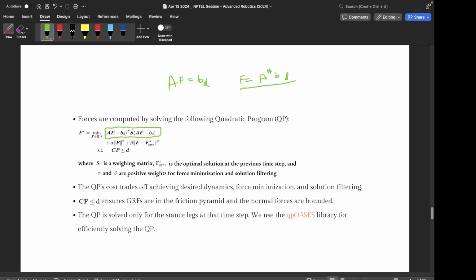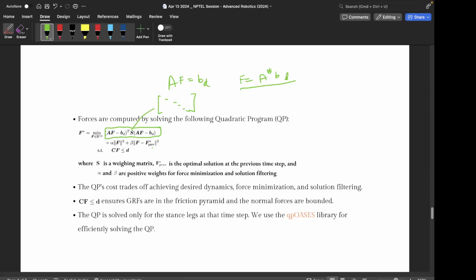This S matrix is a diagonal matrix which has weights, and these weights across the 6 degrees of freedom of the base decide which degrees of freedom dynamics we want to satisfy as closely as possible. If we give a higher weight to, let's say, Z height, then the solver will try to satisfy the dynamics of Z as closely as possible.